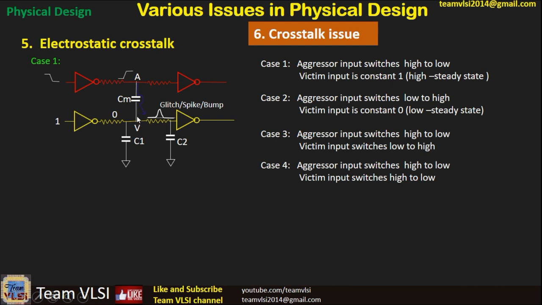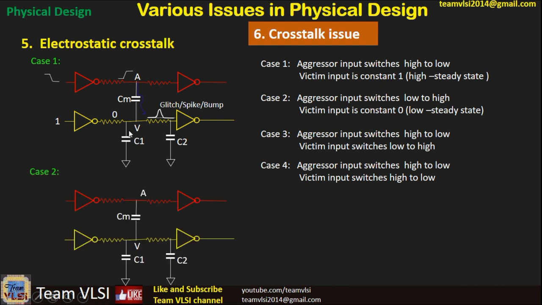Why does it happen? Because of this coupling capacitance or mutual capacitance between these two nets. Its intensity, meaning the height of the glitch, will depend on various factors. We will discuss it later. Anyway, the victim net will see a spike or glitch due to the aggressor net switching from low to high. Okay, let's see the second case.